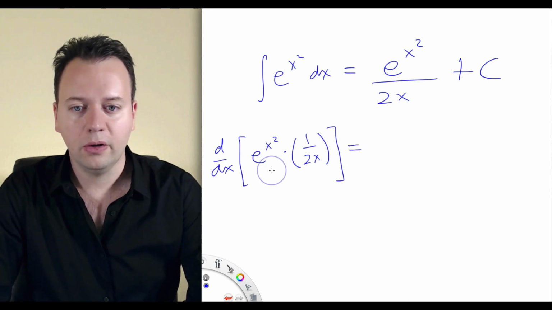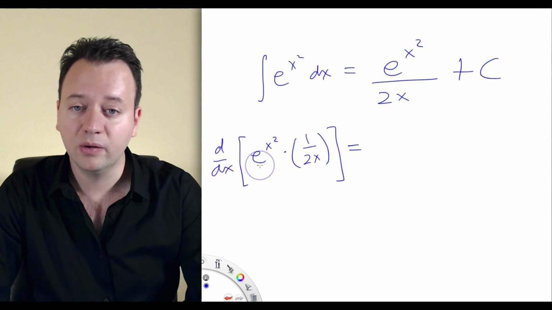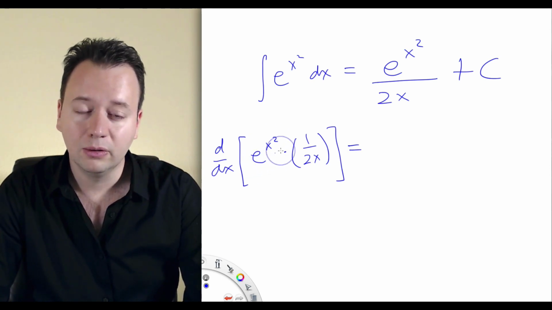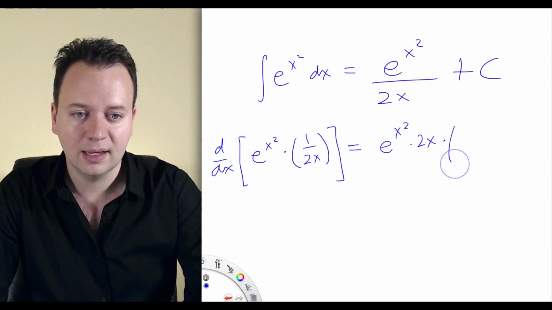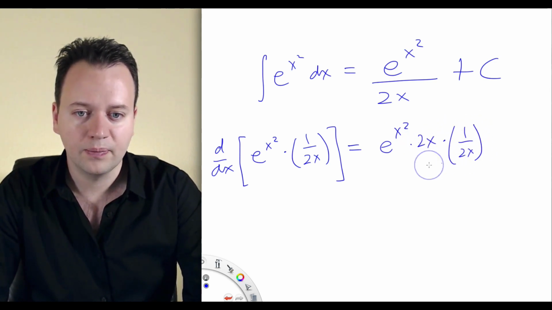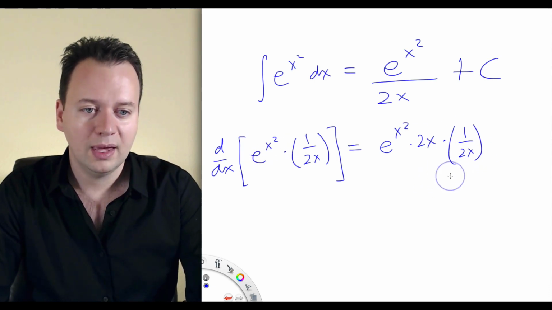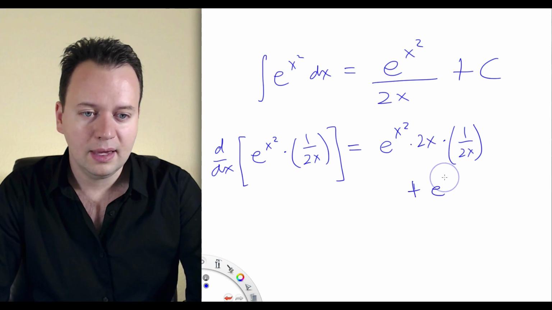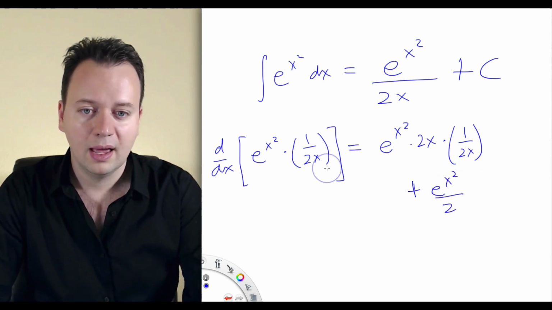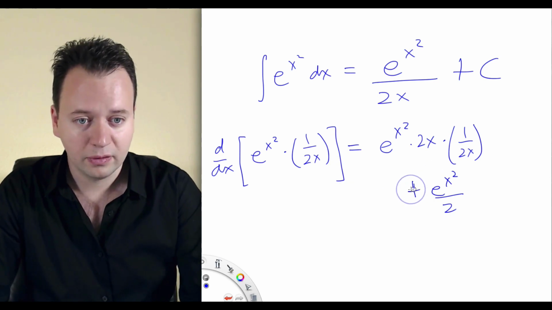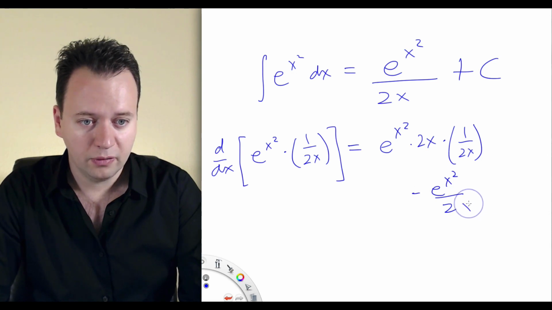So first of all, we get this function times the derivative of e to the x squared. The derivative of e to the x squared is e to the x squared times 2x, and then it's times the second function. But then we get plus this function times the derivative of this one. So then we get plus e to the x squared times the derivative of this. Now there's a 1/2 there, and then it's x to the minus 1/2. So the derivative becomes minus 1 over x squared.